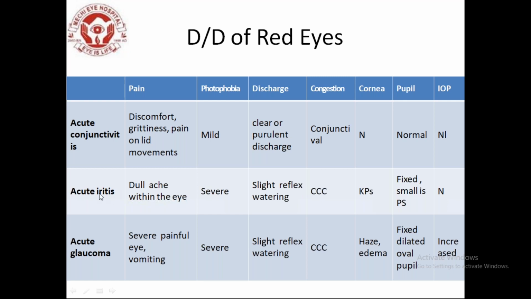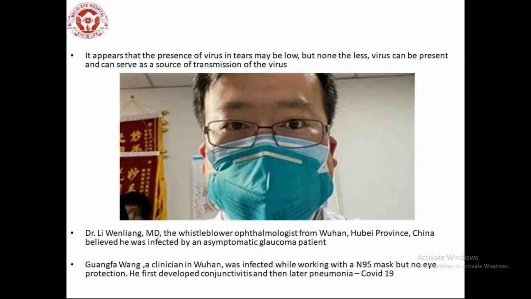In acute iritis, maybe because of the posterior synechia, the pupil may be small, festooned. In acute conjunctivitis, the pupil will be round, regular, and reacting. So these are the differentials of red eyes.